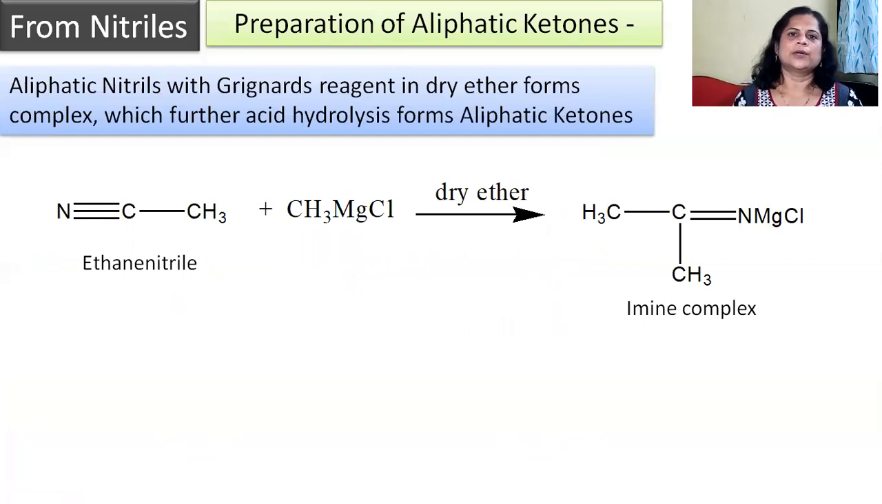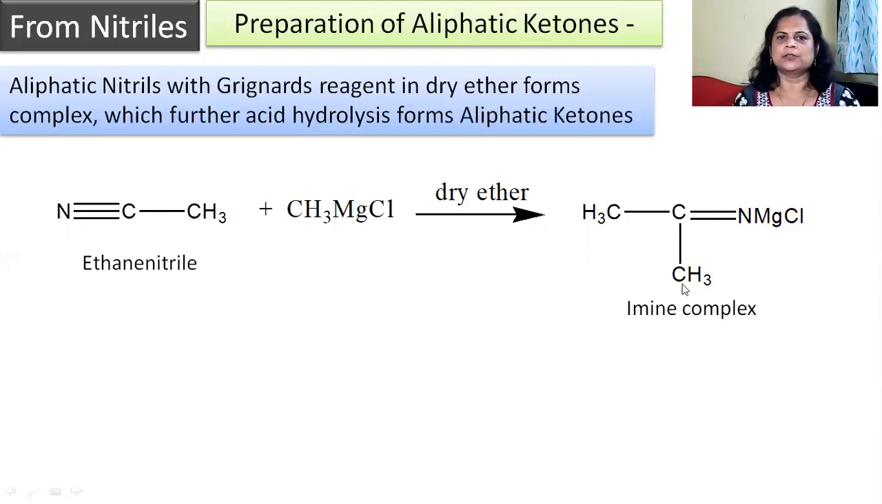In the next reaction, we are going to prepare aliphatic ketones. For the preparation of aliphatic ketones, we require nitriles which contain an aliphatic structure, means R is equal to CH3 group, ethane nitrile, CH3C triple bond N, and when they react with the Grignard's reagents in presence of dry ether, they form an imine complex. Now see the first step of the reaction, ethane nitrile reacts with CH3MgCl. So CH3 of the Grignard's reagent forms a bond with the carbon of the nitrile, and therefore in the imine complex we get the structure CH3C.